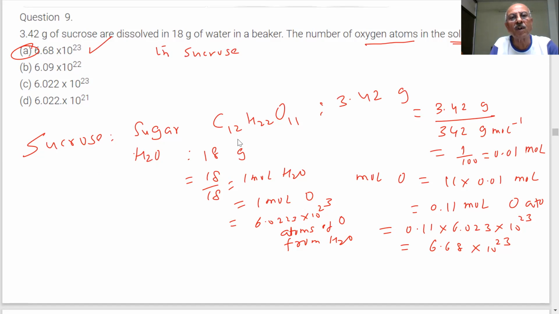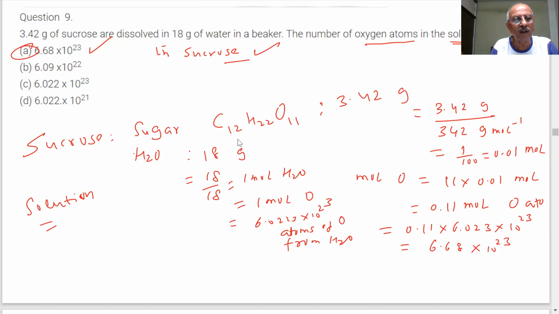Number of oxygen atoms in sucrose. If water is also there, then what will happen? In sucrose. Number of oxygen atoms in sucrose. Clear? Yes, sir. Okay. Because otherwise in the solution we have two things.